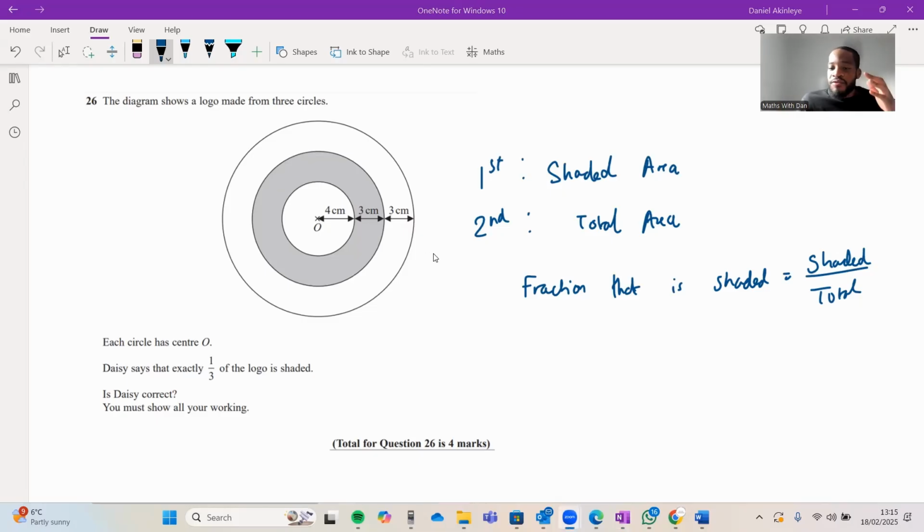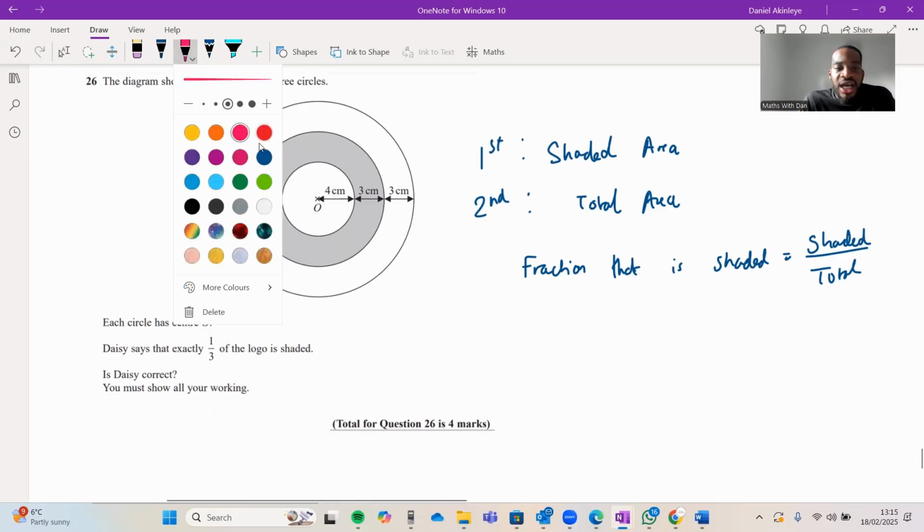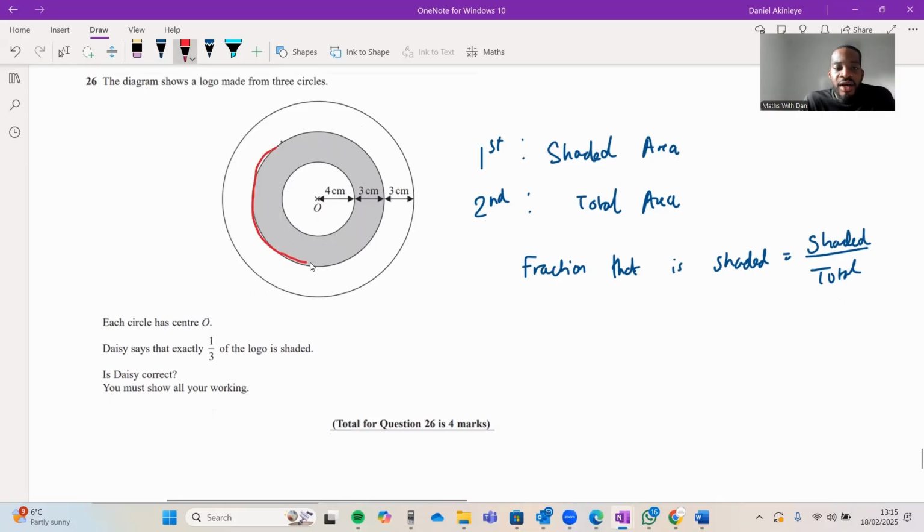Now, how do we go about working out shaded areas? Remember what we did in these questions before? 99% of the time, you could never find the area of a shaded shape just using a formula. What you're normally doing is taking one area away from another. If I look at this here, I'm going to consider this the outer part.